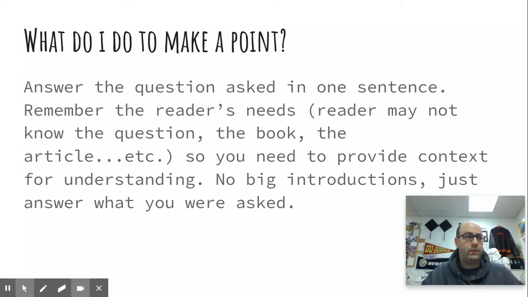For instance, if we were doing a literature analysis one, you would say something like, the author of blank title uses blank and blank, like foreshadowing and personification or imagery and diction, to help the reader understand the theme of, and then that's how you would go from there. One sentence is all you want. You don't want a big introduction. You don't want any fluff. Just one sentence, answer what you were asked in the prompt.